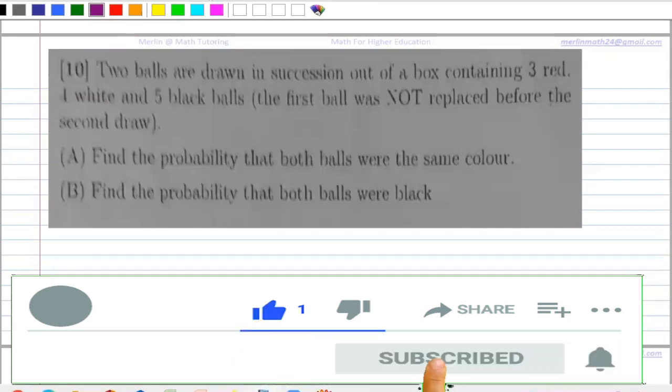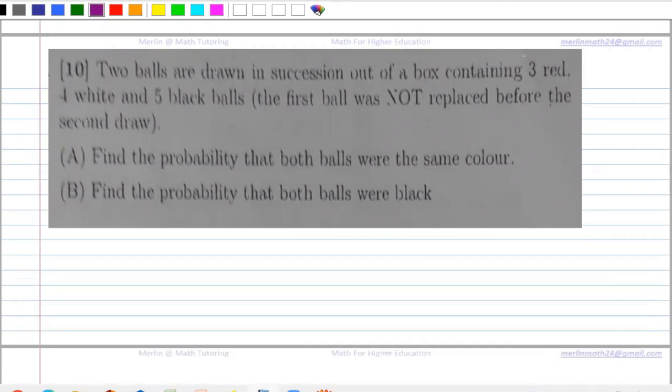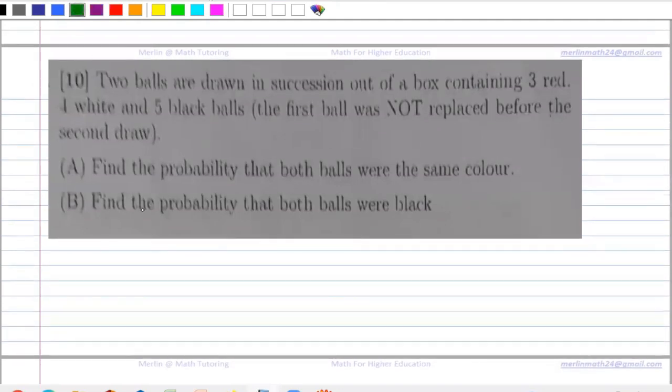So there's three reds and there's five. So I can do the branches like we did before. Yeah, you can. Okay, but let me write. We have three red, four white, five black.